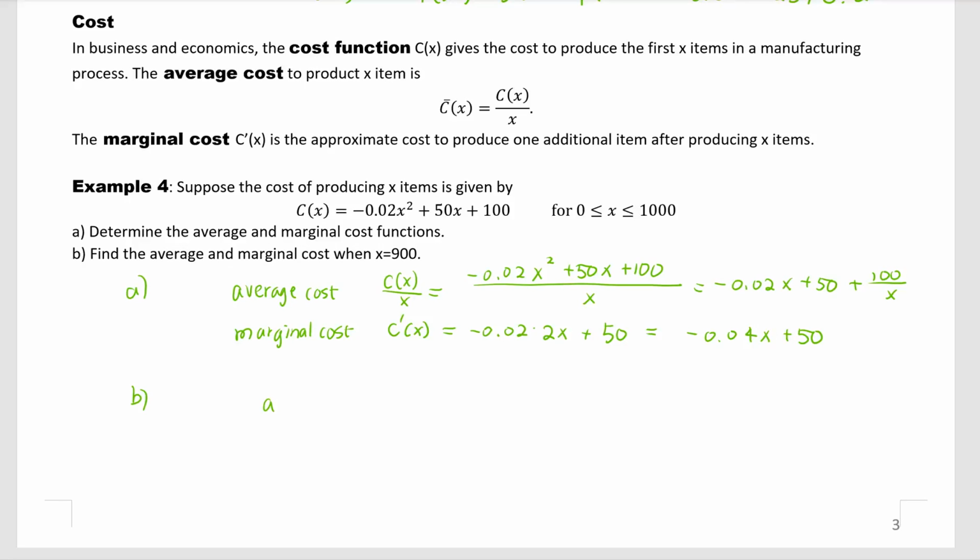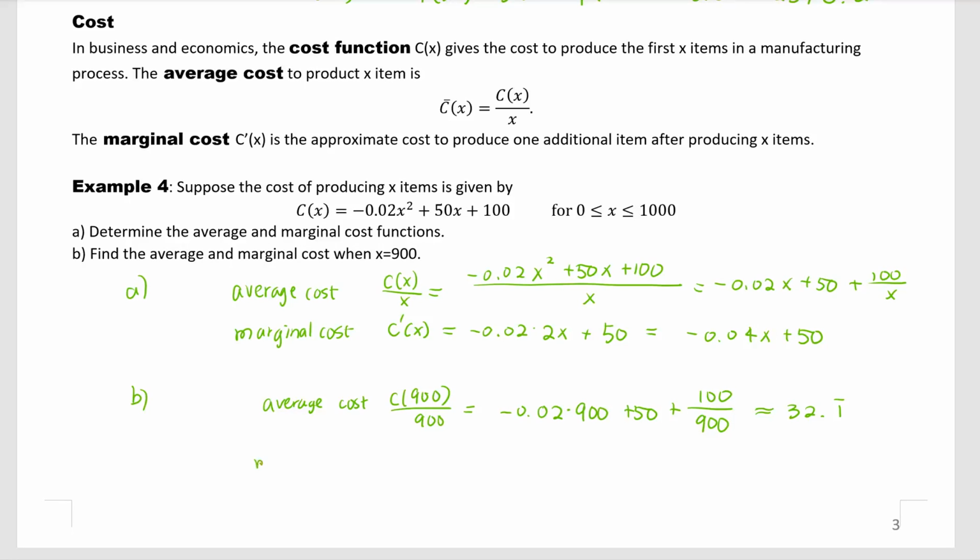So average cost, we plug in x is 900, so C of 900 over 900. Well, that's minus 0.02 times 900 plus 50 plus 100 over 900. Okay, let's plug this in our calculator, and what do we get? I get 32.11111, so the 1 is repeated. Do you have the same answer?